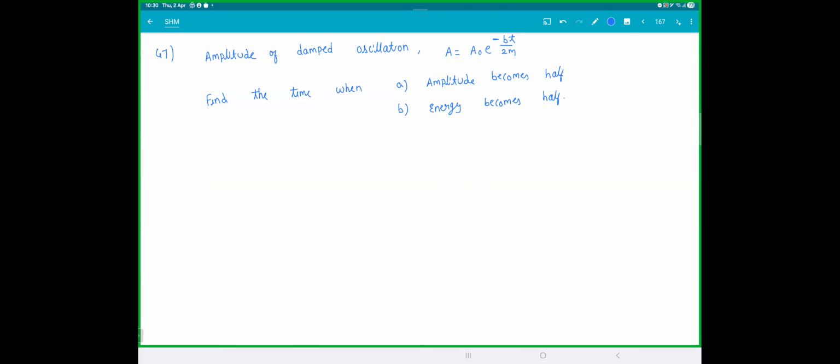Finish off. Last one for the day. And with that, we are done with the chapter also. First one, you want amplitude half. So A naught by 2 is equal to A naught e power minus bt by 2m. Put ln on both sides. We get ln half equals minus bt by 2m. So we get time is equal to 2m by b ln 2.